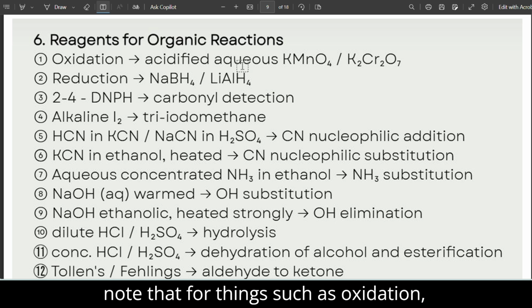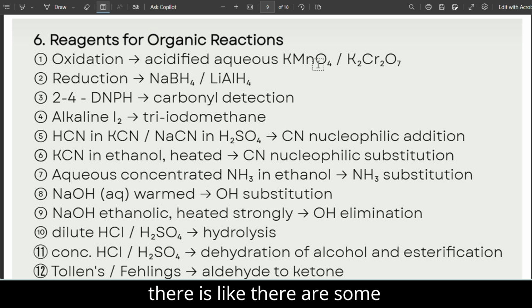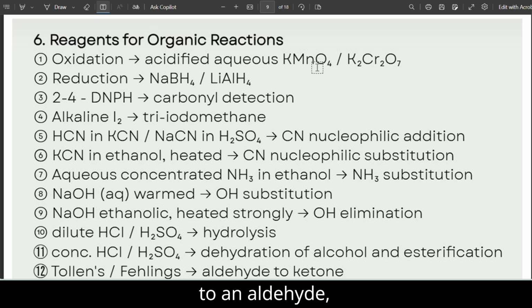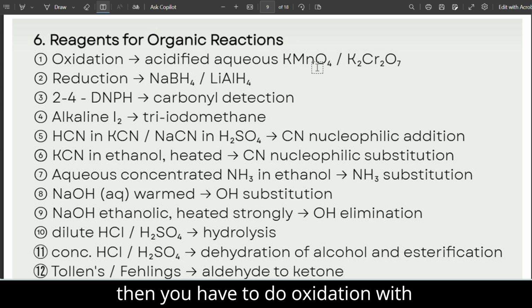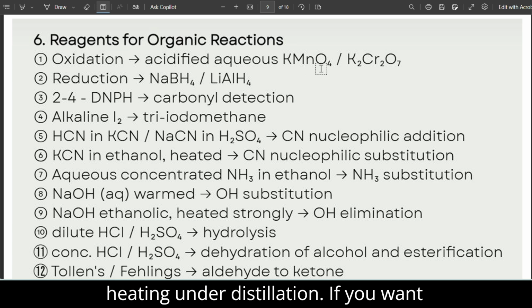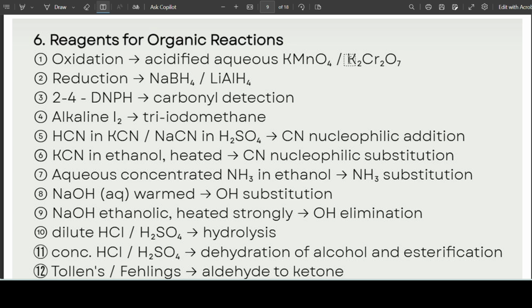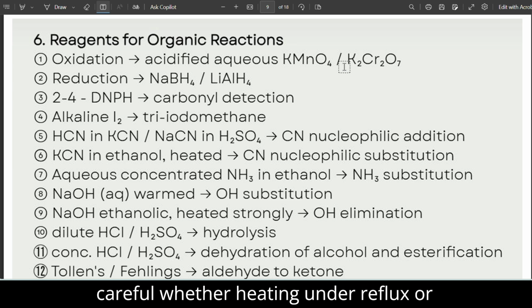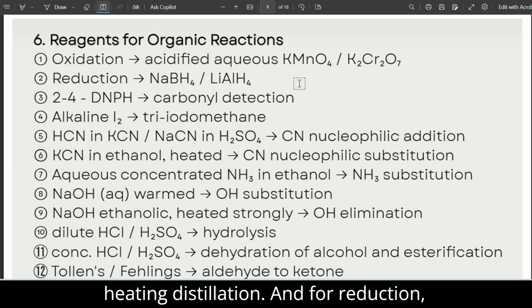But note that for things such as oxidation, there are some discrepancies, for example, KMnO4. If you are just trying to get something from alcohol to an aldehyde, then you have to do oxidation with acidified aqueous KMnO4, heating under distillation. If you want to get it all the way to ethanoic acid, then you have to use heating under reflux. So for oxidation, please be careful whether it is heating under reflux or heating under distillation.